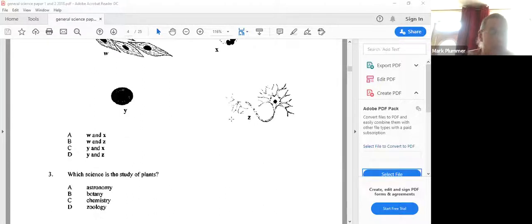Question 3, which science is the study of plants? Well, if you go by process of elimination, it's not chemistry, because that's about matter. It's not zoology, that's about animals. It's not astronomy, that's about Earth and space. So the answer to that one is B.